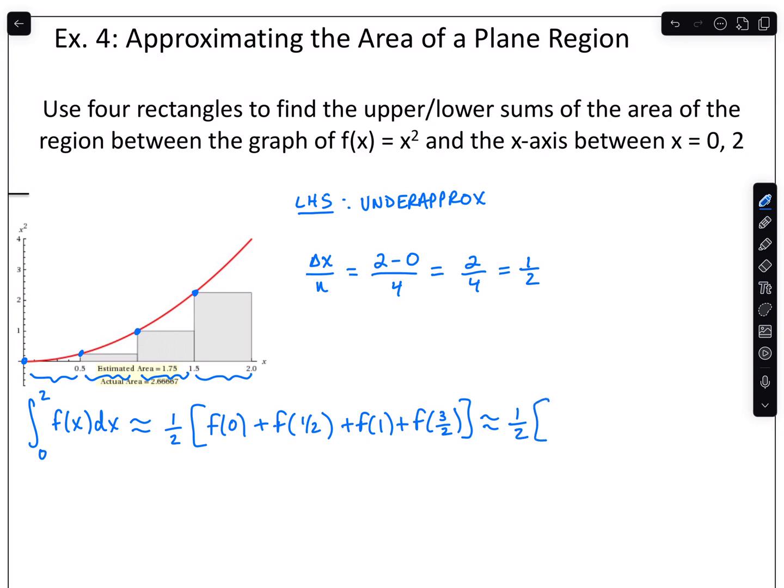necessary, right? 0 squared is 0. 1/2 squared is 1/4. 1 squared is 1. And then 3/2 squared is going to be 9/4. If you then take this into your calculator, 1/2 times this quantity, if you add them together, you're going to get 1.75. Inside of these brackets is 3.5 if you add it together. So in this case, I could say the left-hand approximation, which is the under approximation, is going to be 1.75.